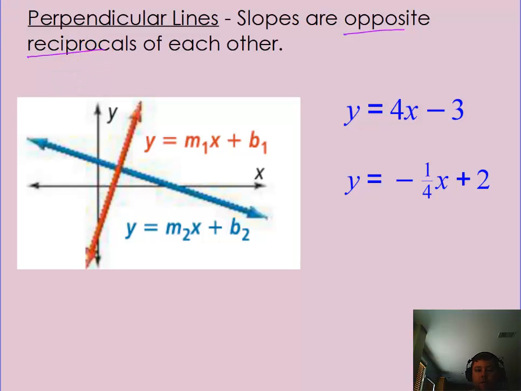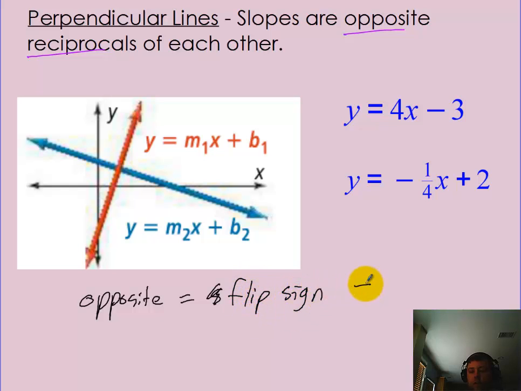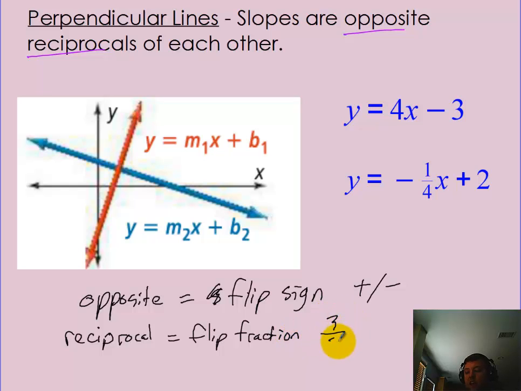What's an opposite reciprocal? Well, when I say opposite, that means you flip the sign. So opposite means to flip the sign. So you go from positive to negative, or you go from negative to positive. Reciprocal is when you flip the fraction, or flip the ratio. So you go to a ratio like 3/2, and it flips to 2/3. So you just flip in the place up and down. So if we combine this opposite reciprocal, we have to flip the sign and flip the fraction.